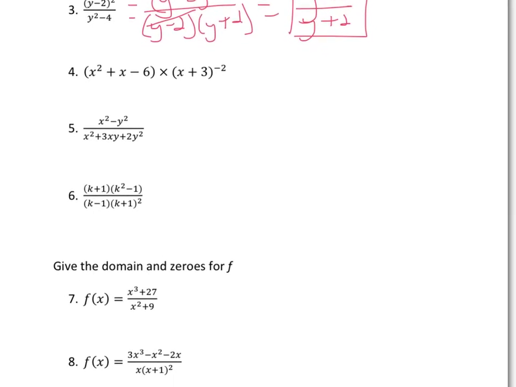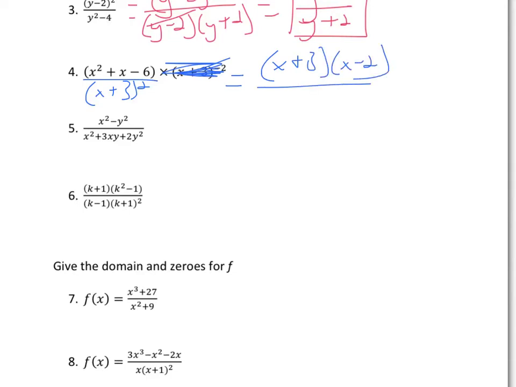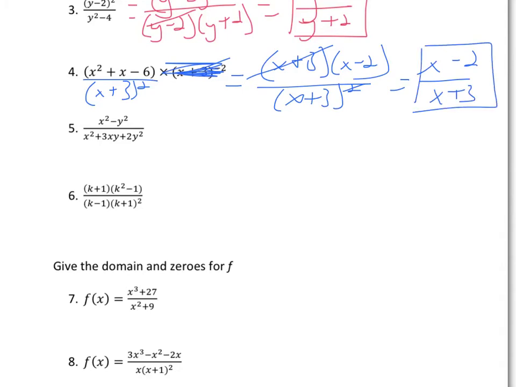All right, this one, number 4. I'm just going to rewrite this right away as x plus 3 squared, and forget about that. This is just a different type of notation. All right, we can factor the top into x plus 3, x minus 2. You've got the x plus 3 squared on the bottom. Cancel out one x plus 3, left with x minus 2 over x plus 3, and you're done. Number 5 here.